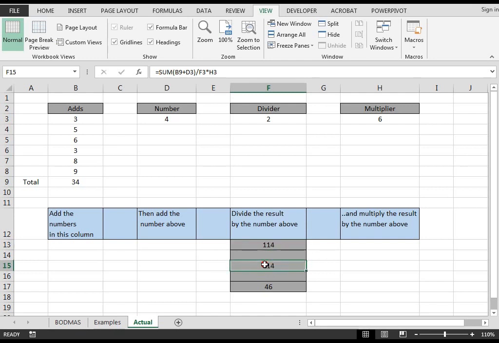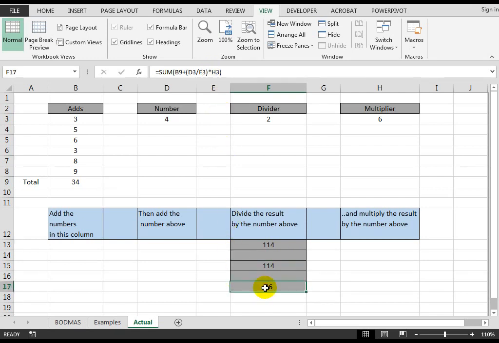Similarly, in this cell, I'm going to say, are there any brackets? Yes. B9 plus D3 divided by F3 and multiply the answer by H3. So the answer is 46.